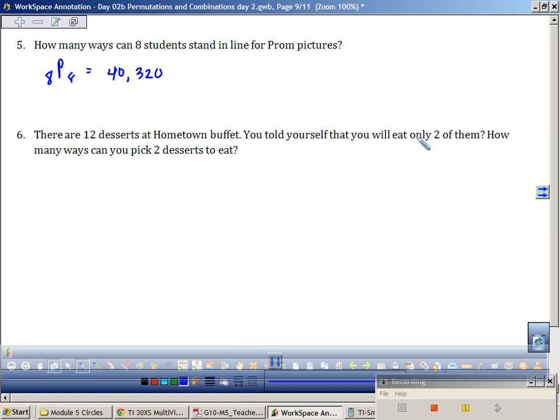There are 12 desserts at Hometown Buffet. You told yourself that you will only eat 2 of them. How many ways can you pick 2 desserts to eat? I'm choosing out of a group of 12 desserts. So order does not matter. 12 combination 2. And the answer to that is 66.